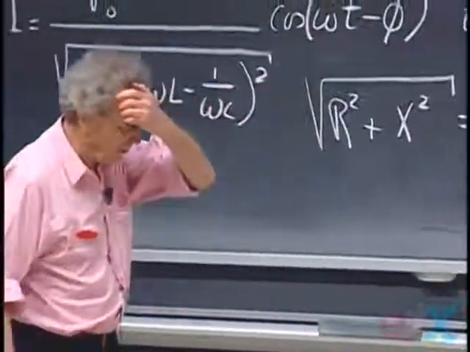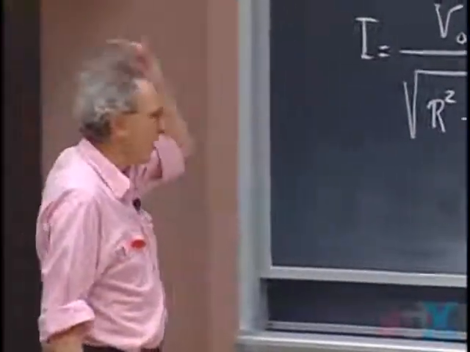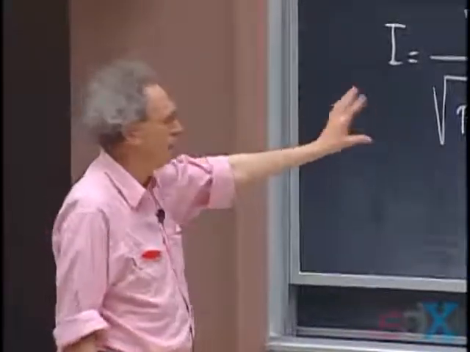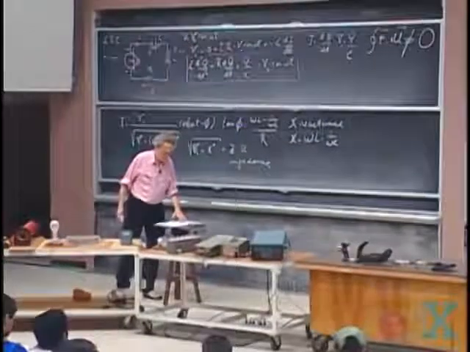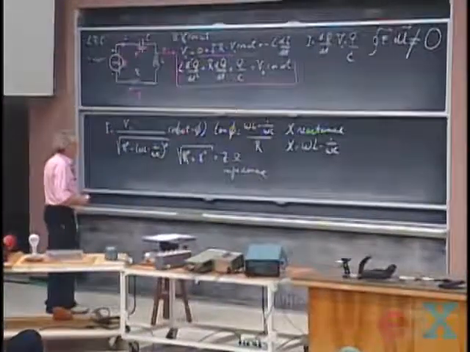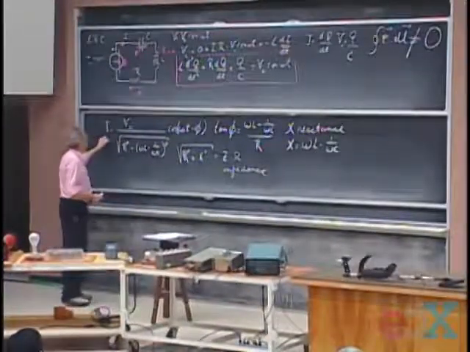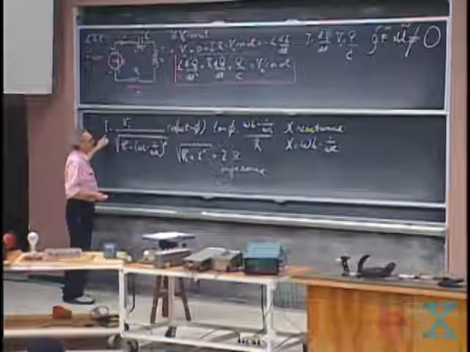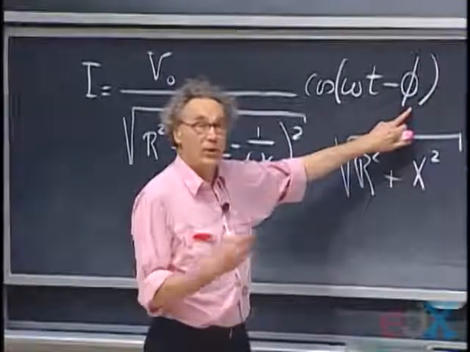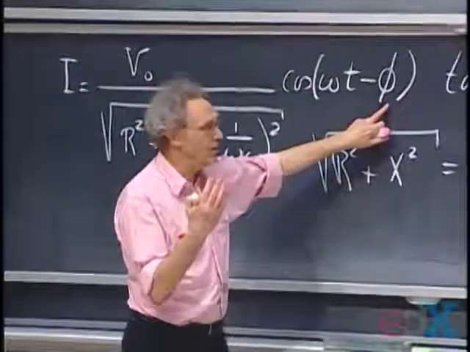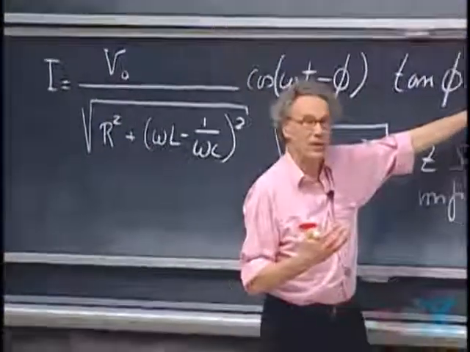Now there are several interesting things that you can see in this solution. We have to start digesting this solution. It has very interesting aspects. For one thing, you can see that the current can be delayed over the driving voltage when phi is positive. Then the current comes later than the voltage. And that's the result of the inductor.